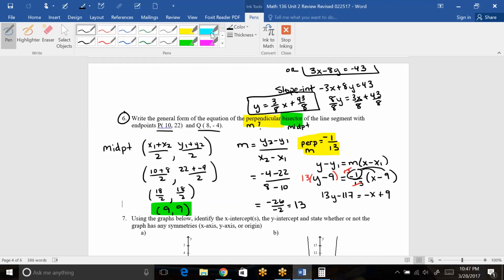The answer needs to be in general form, so that means get x and y on the same side. If I add x over, I get x plus 13y, and then I also need to add over the 117. So that equals 126. My numbers aren't small, but that's what it comes out to. So it's x plus 13y equals 126.